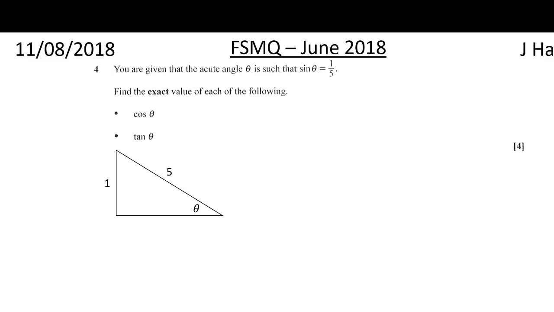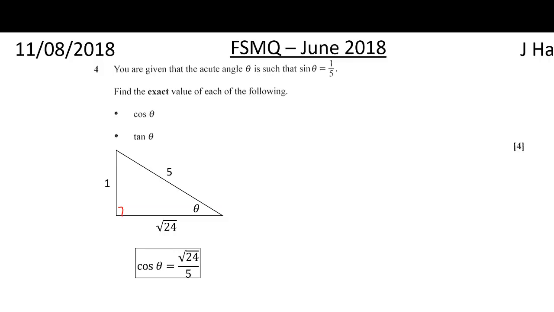And through Pythagoras we can then work in reverse to work out that this side is root 24, which is the adjacent, if we think of that as our right angle. So from there, you know that cos is the adjacent over hypotenuse, so that's going to be root 24 over 5.